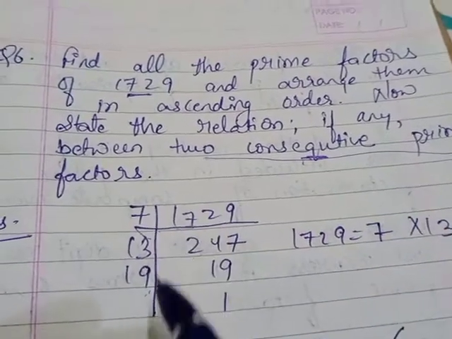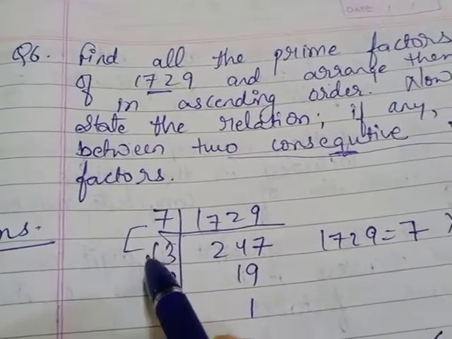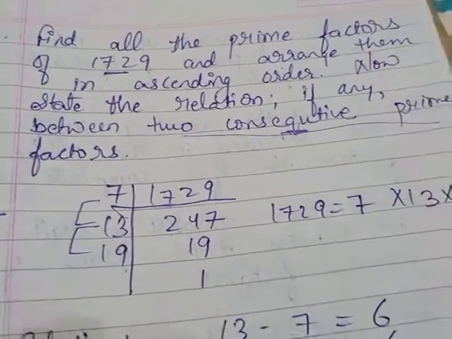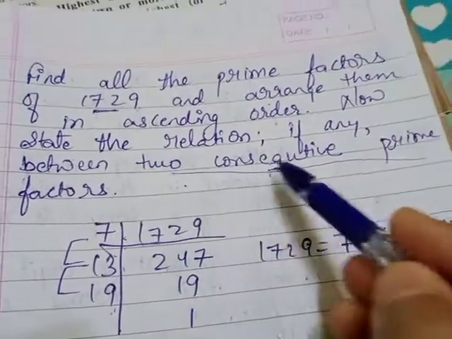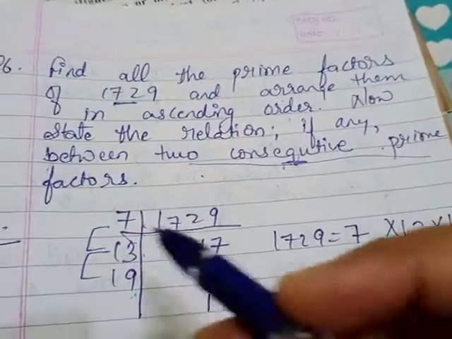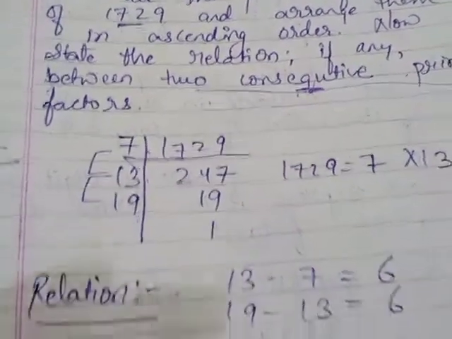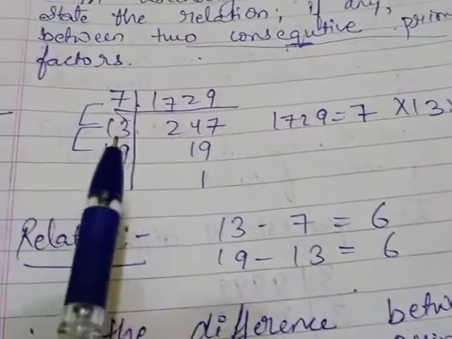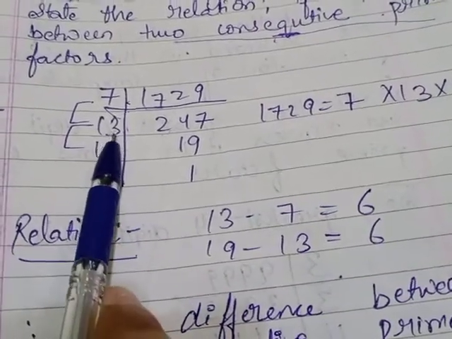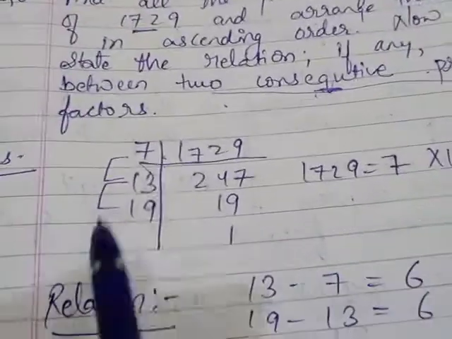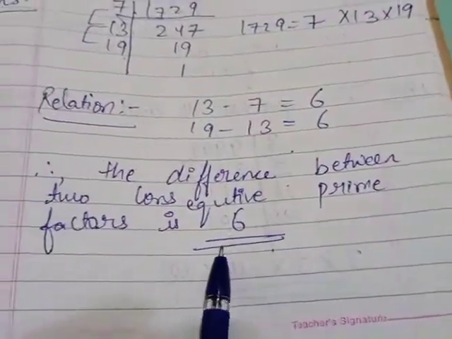Now it is asking what is the relation between 7 and 13, and what is the relation between 13 and 19. The first factor is 7, the second factor is 13. It is written here that two consecutive means two numbers line-wise. So line-wise the first pair is 7 and 13, then the second pair is 13 and 19. If you notice here, when you subtract 7 from 13, you get 6. Again when you subtract 13 from 19, you get 6. So the relation between two consecutive prime factors is a difference of 6.